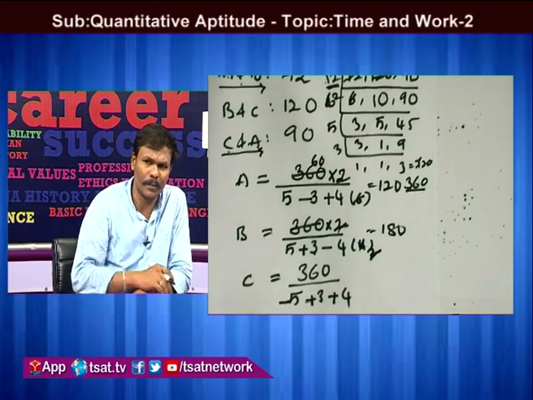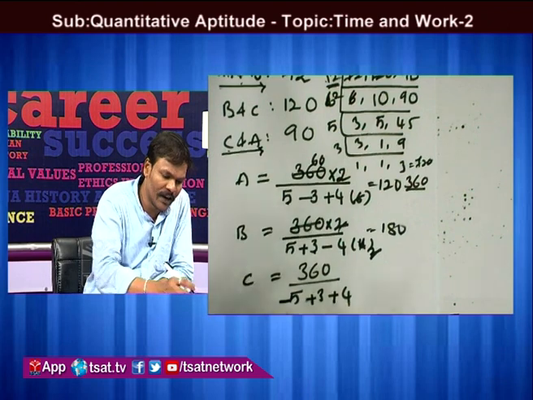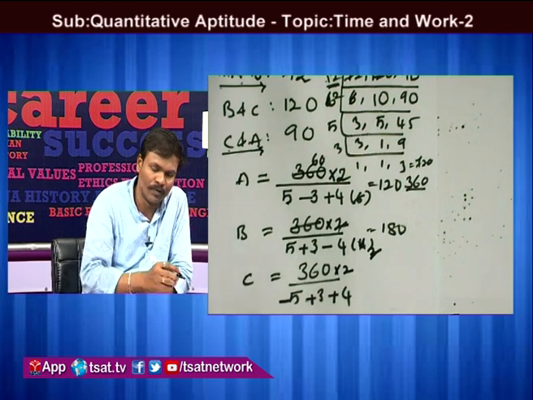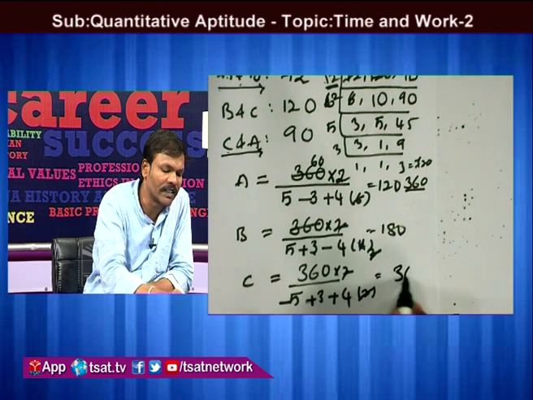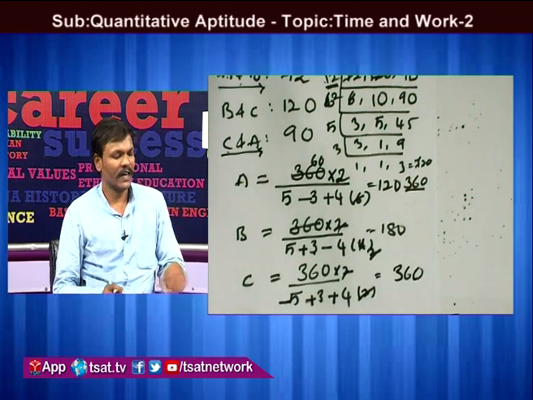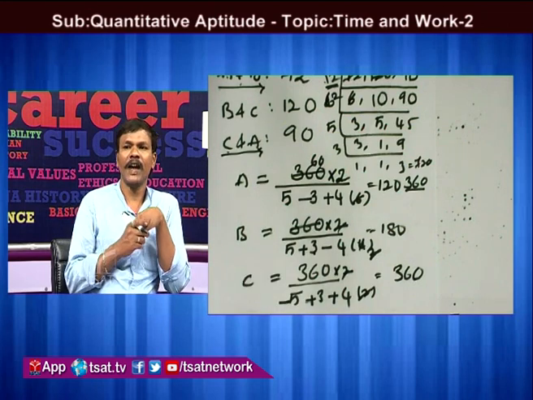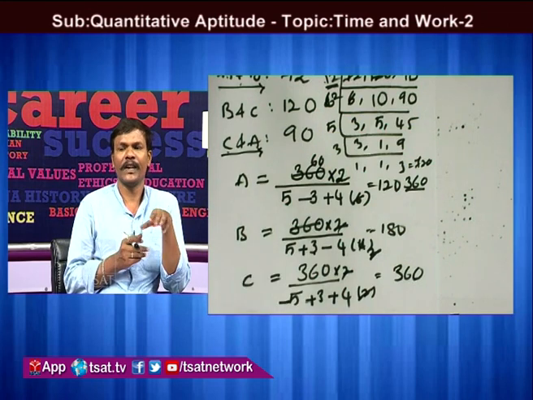The calculation part is very easy. 4 plus 3 is 7, 7 minus 5 is 2, the 2 cancels, and the value is 360 separately. So, A value is 120, B value is 180, C value is 360.